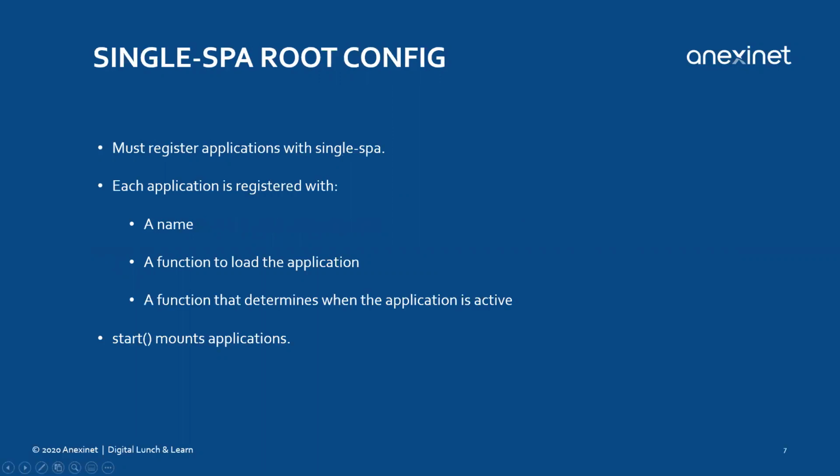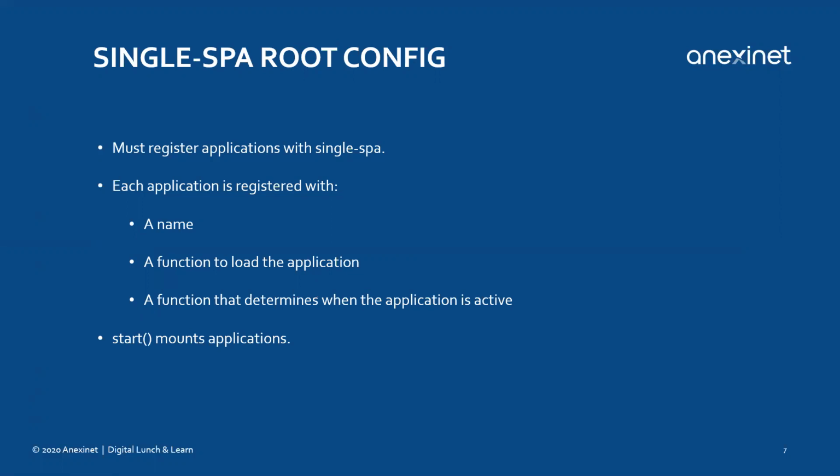So digging in a little bit more into the root config, you need to register your applications with Single-spa so it knows how and when to initiate, load, mount, and unmount them. So when you actually register an application, you need to include three things. You need to give it a name. You need to supply a function that will actually load the application's code. And you need to supply a function that determines when the application is active or inactive.